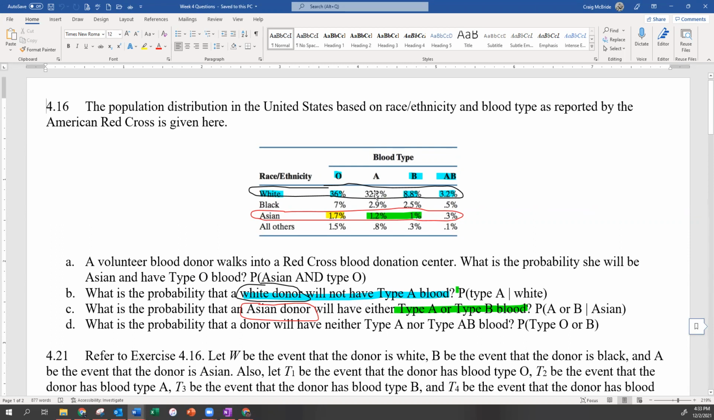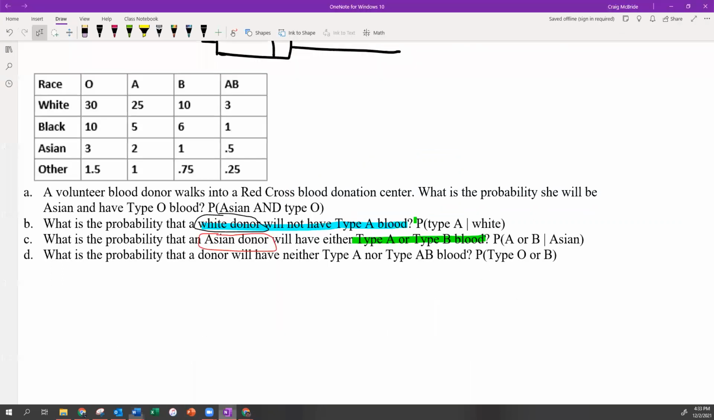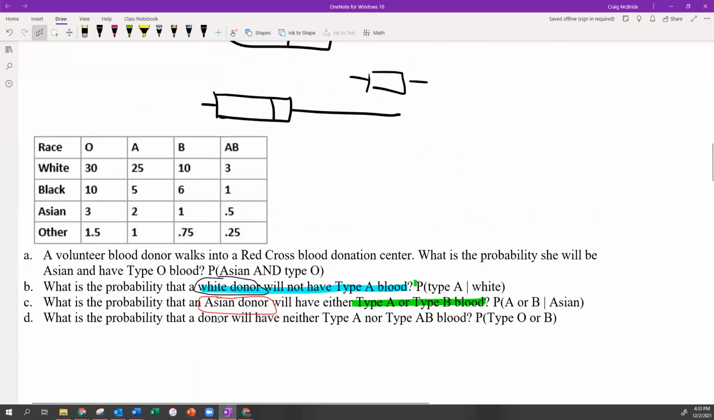So 32.2 is not the answer for part B. You have to calculate the probability of having type A blood given that you already know that you're white, right? So it's going to be 32.2 out of that whole set. So for instance, if we look at these numbers. Or is it opposite? Sorry, you're right. They asked for not type A. My bad. I keep forgetting it's not type A, right?